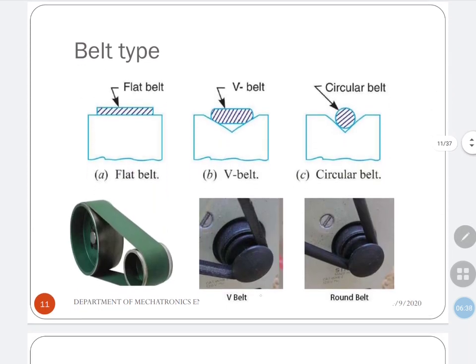Next, belt type. The first is the flat belt type. The central one is the V belt type. The last one is the round belt. Depending on the application, you can use any type of belt you prefer. Normally the flat belt type is used, and the V belt and circular belt depend on the load and the friction. Normally the V belt is more advantageous than the flat belt.